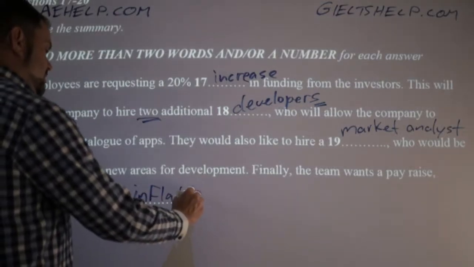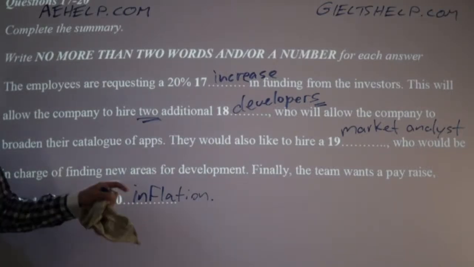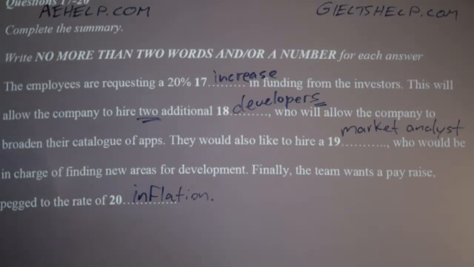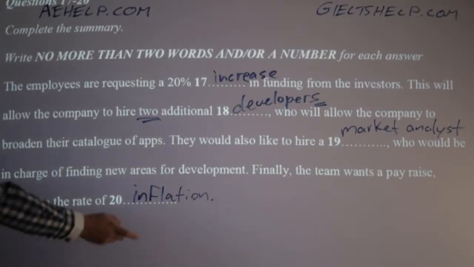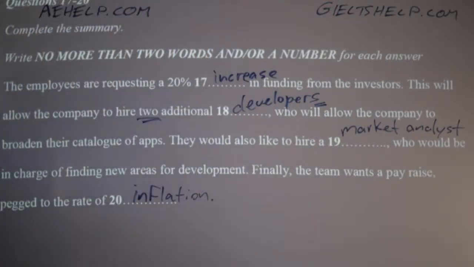Inflation is the devaluation of money year by year. And I think we're going to be looking at some pretty bad inflation in the coming years due to COVID, but that's life. So inflation, increase, developers, market analysts, and inflation.